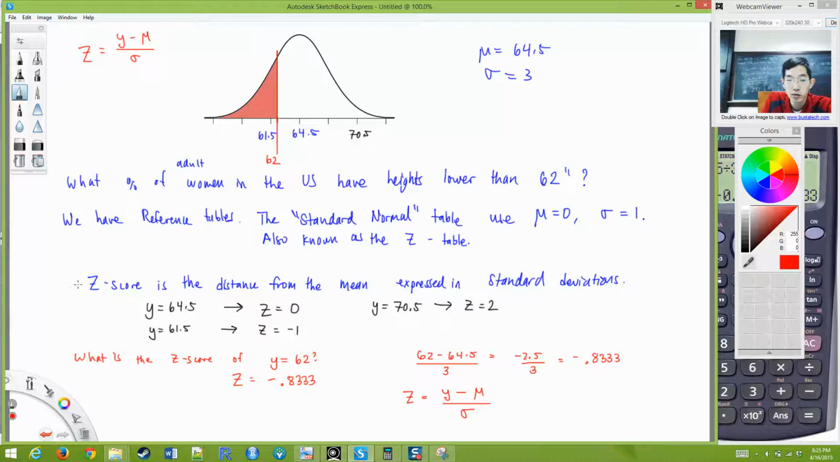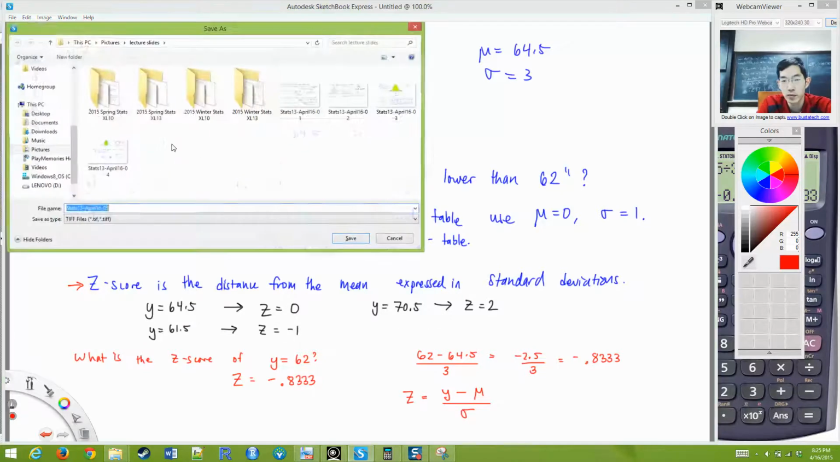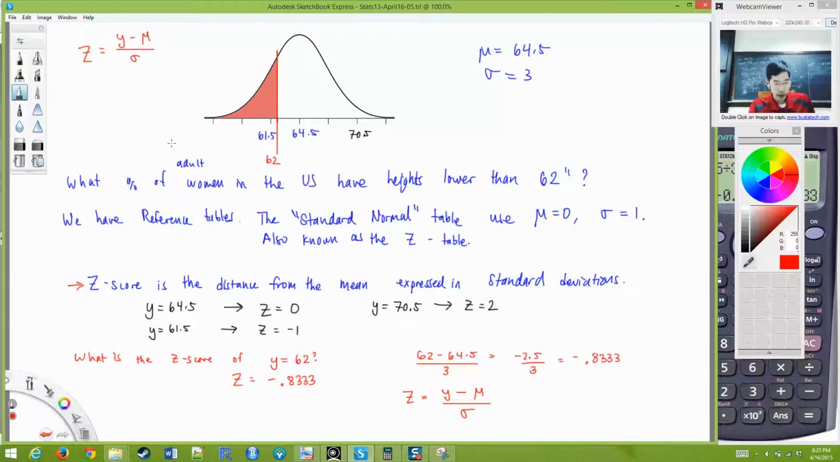Okay, and that relates directly to our definition of a z-score, which is the distance from the mean, which is y minus the mean, expressed in standard deviations, we just take that distance, divide by sigma. Okay, we still haven't answered our question, right? What percentage of women in the US have heights lower than 62 inches? All we've done is we've successfully turned 62 into a z-score of negative 0.8333.